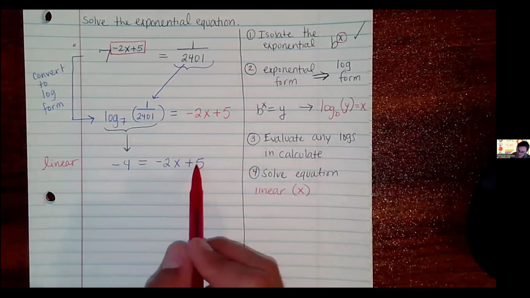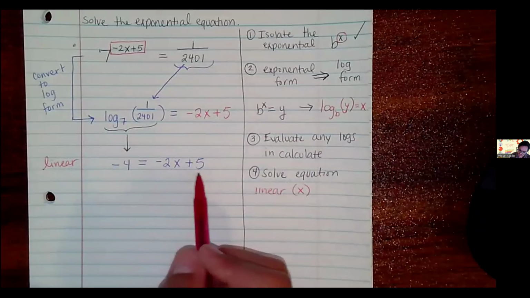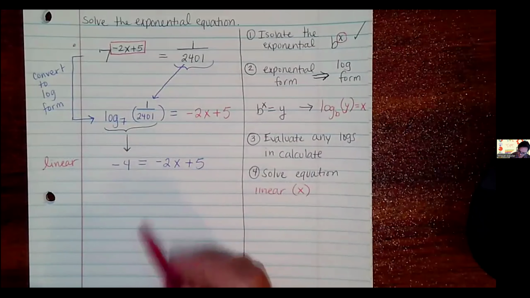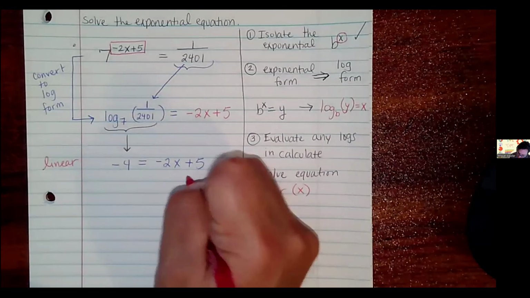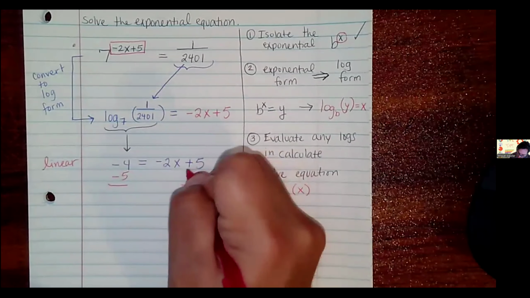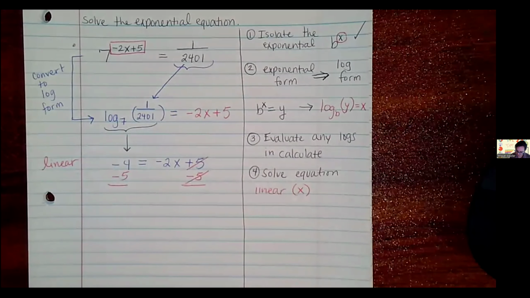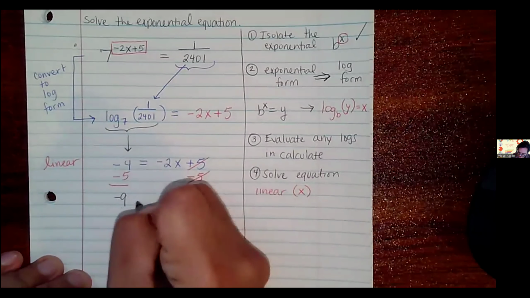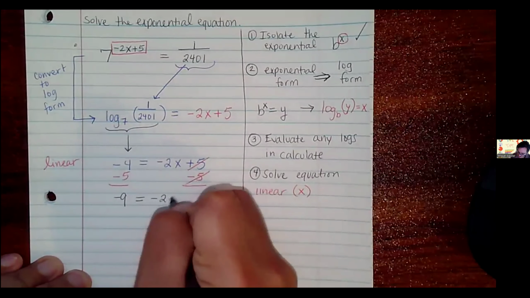So if I asked you guys, let's go ahead and move this +5 to the other side. How do I move this +5 over? Yes, that's exactly right. Subtract 5 from both sides so that we can cancel out that 5. -4 minus 5 is going to be -9. This is now equal to -2x.